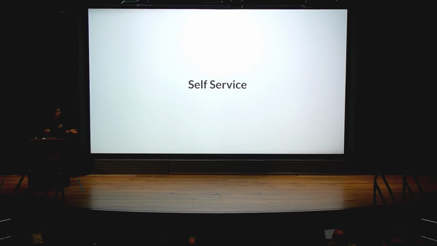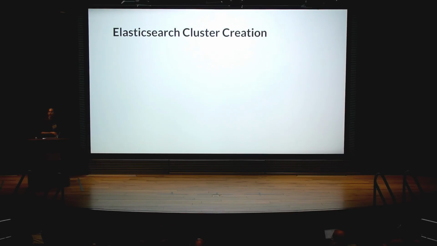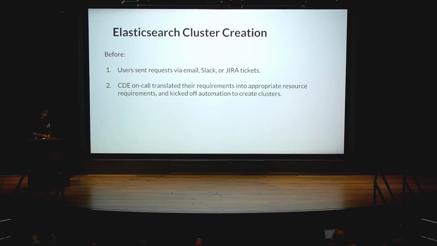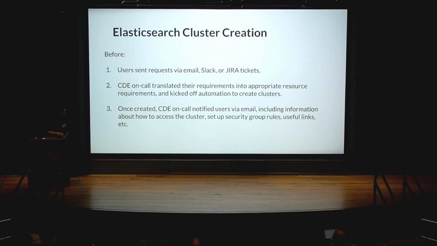So let's look at the first scenario, right? This is the self-service aspect. One example of this is Elasticsearch cluster creation. This is what the workflow used to look like before we had this, right? Users used to send requests via email, Slack, or Jira tickets. CDE on-call would then translate their requirements into something that they could apply to their automation scripts and then kick off this automation to create these clusters. And then once the clusters were created, the on-call would have to notify the users via email, include information about how to access the cluster, set up security groups, useful links, all of that stuff. So that's what it used to look like before.